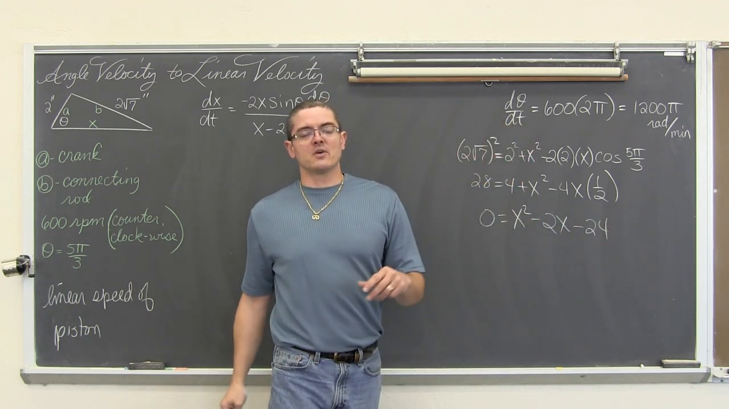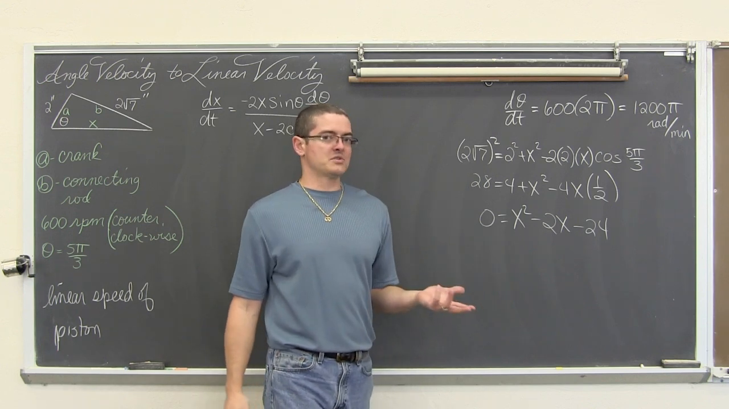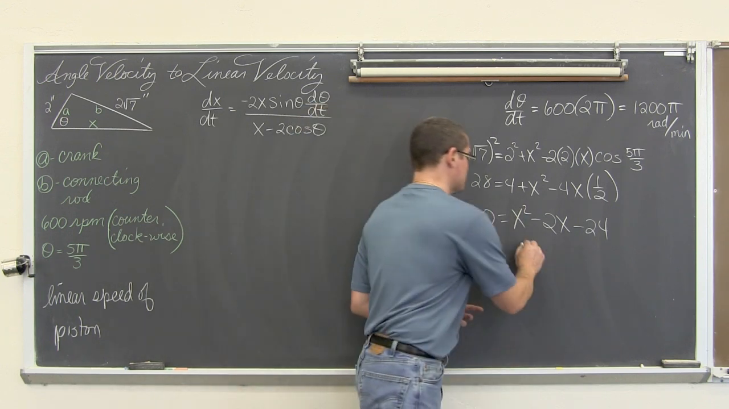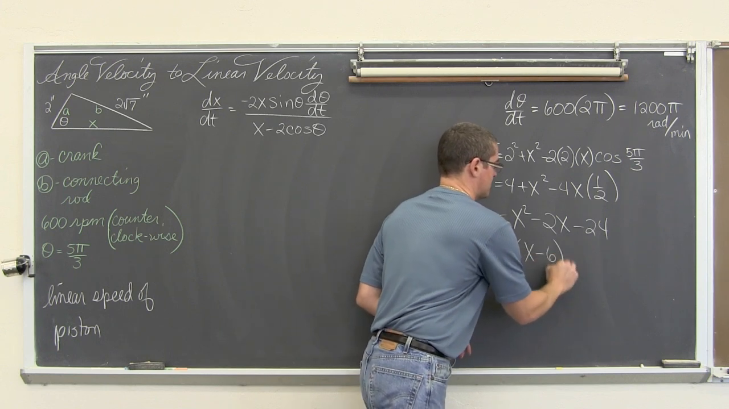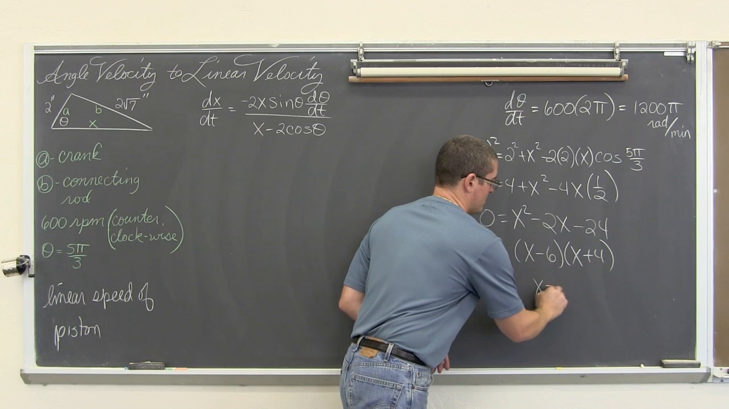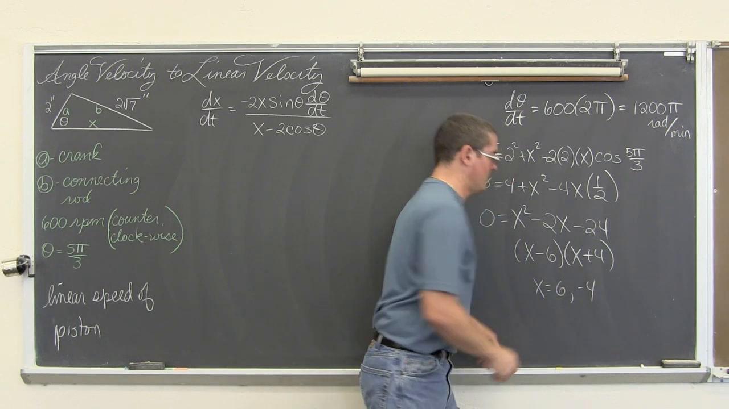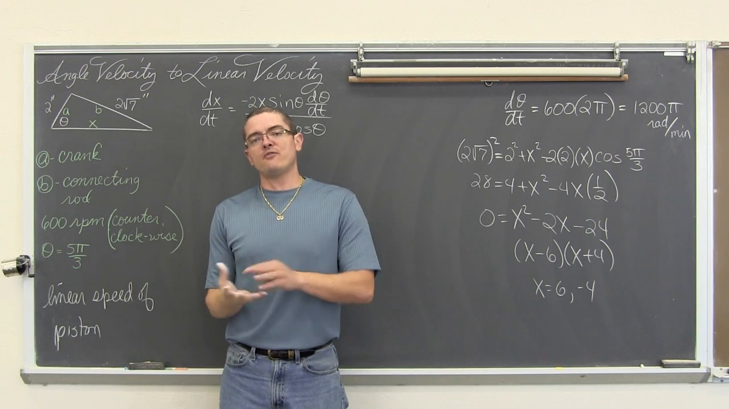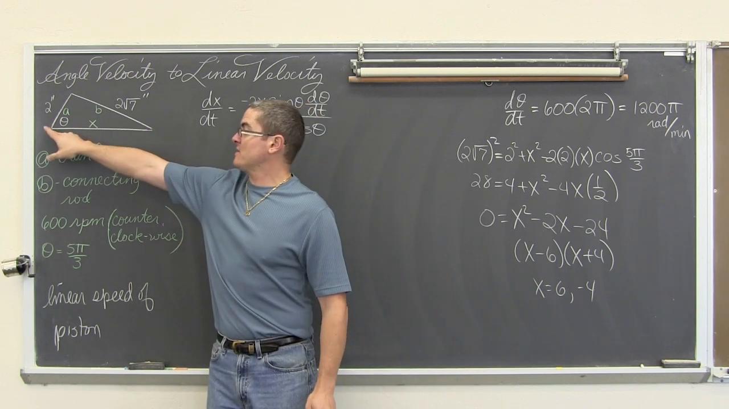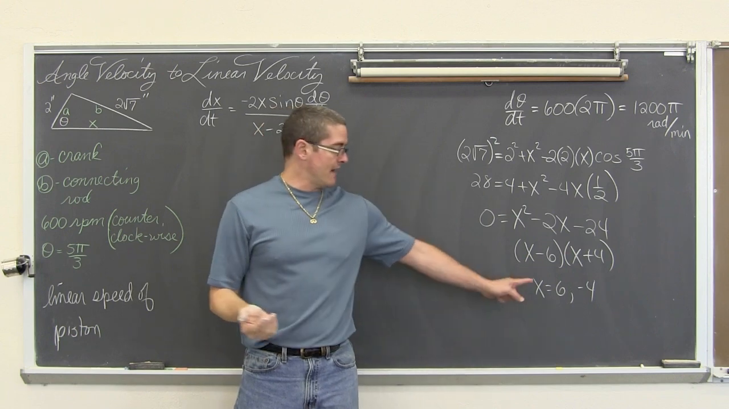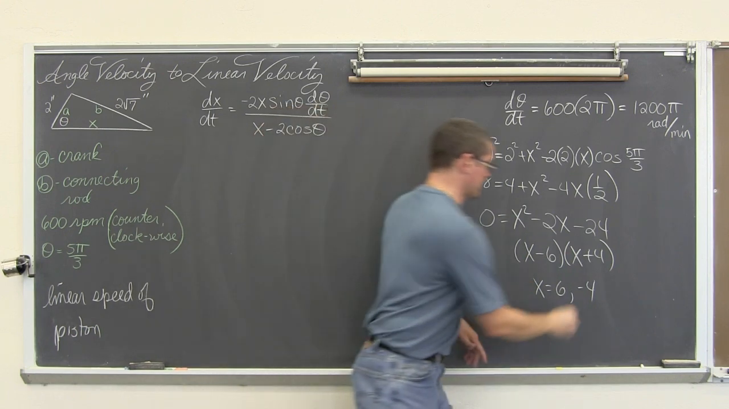This is a factorable trinomial. If it were not, you'd resort to using the quadratic formula, but this is just going to be x minus 6 times x plus 4. So we have an x value equal to 6 and negative 4. Now, this length of x, how far away the piston is from the center of the crankshaft, can't be negative. So we're going to have to pick the positive value of 6.